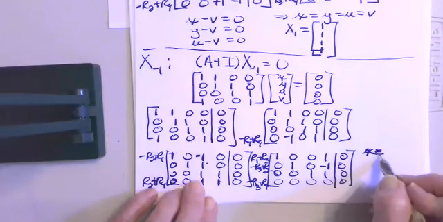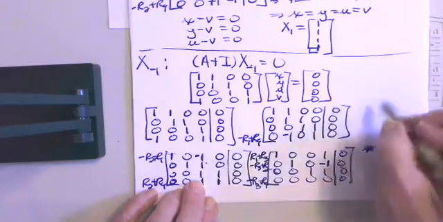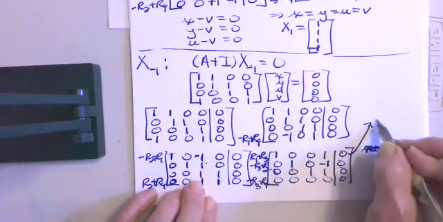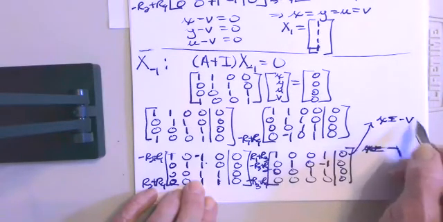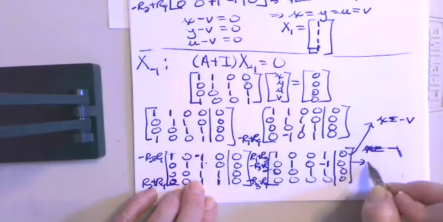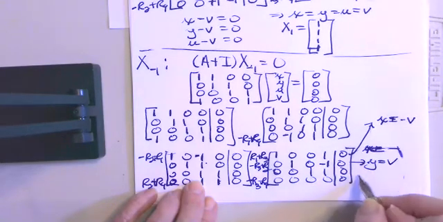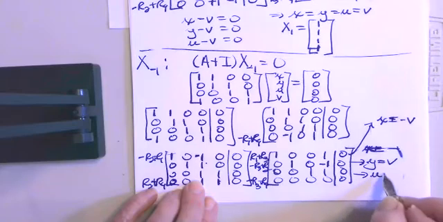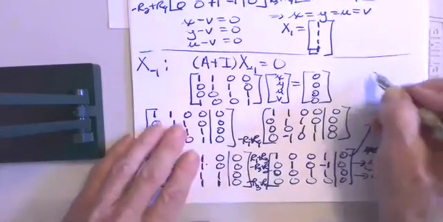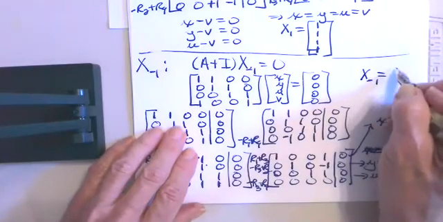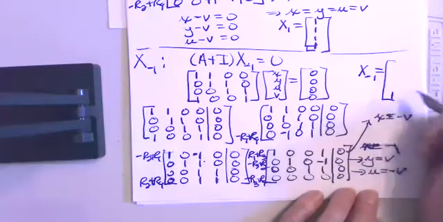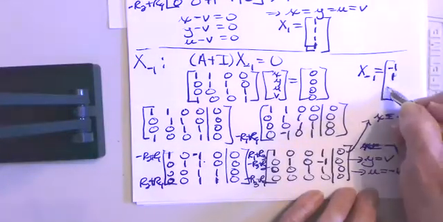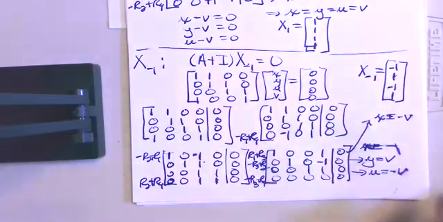So this row here says X plus V equals 0. So in other words, X is equal to minus V. The second row here says that Y is equal to V. And the third row says that U is equal to minus V. So my second eigenvector, if I pick V equals 1, then Y is 1 and U and X are minus 1. Or any multiple of that is an eigenvector. Okay, 2 more to go.